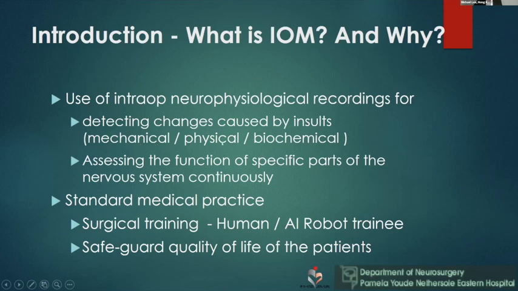If you have a change in temperature, it may cause physical problems and you may lose the IOM. And by biochemical, we mean that the tissue may be ischemic or may have some acid-base problem, then you may also lose your IOM during the surgery. So that translates to ischemic change in the nervous tissue.